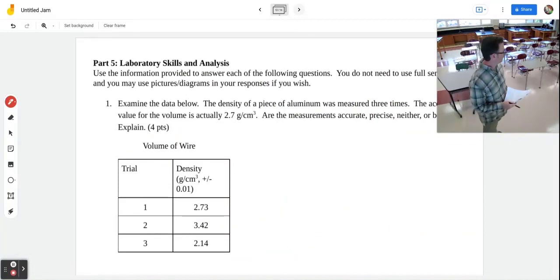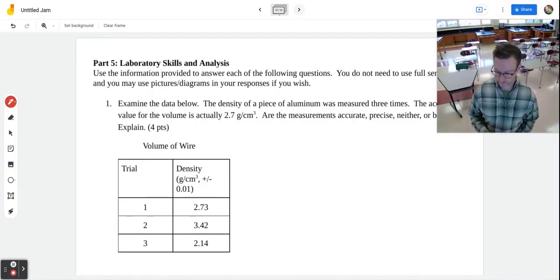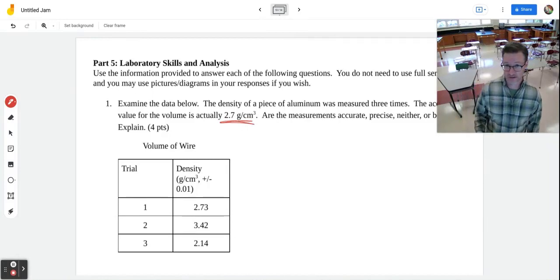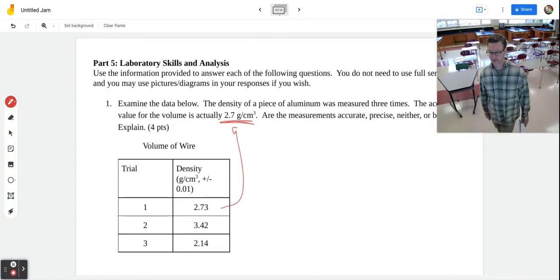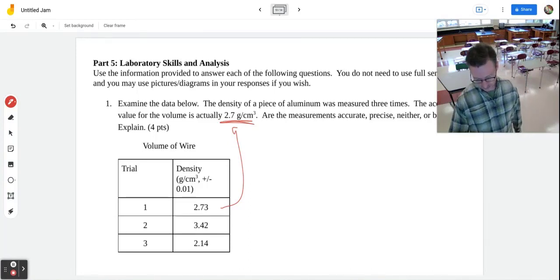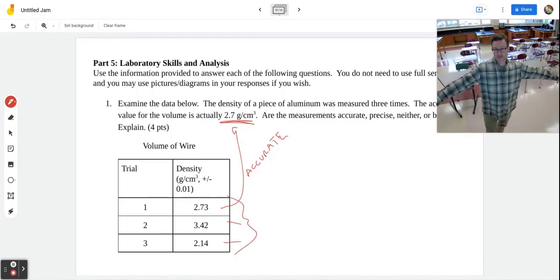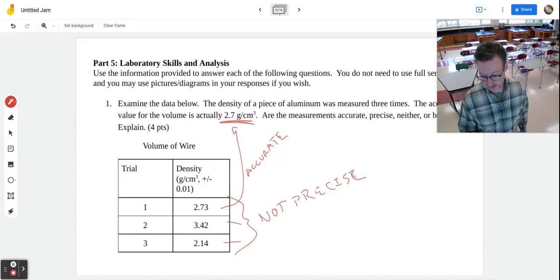All right, so the first one is looking at some data. Are these calculations accurate, precise, neither, or both? The question got cut off there, but if the actual accepted value, the correct answer, is 2.7, are these answers accurate, precise, neither, or both? Well, you could make an argument that this first measurement is fairly accurate. It's pretty close to the accepted value. So you could say the first one's accurate, but the other two are not at all accurate. They're very far off from the accepted value. And the fact that the three of these are very different from each other means not precise. So this set of data is not precise, and these two are also not accurate.